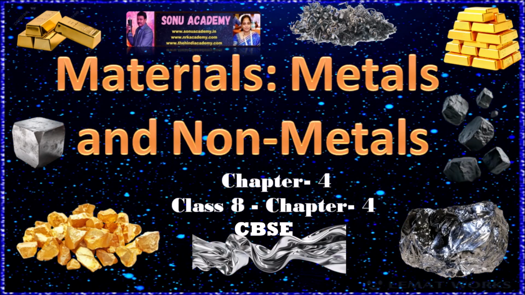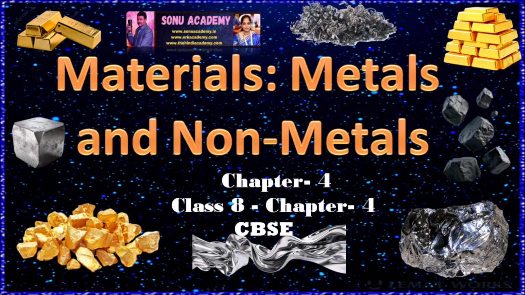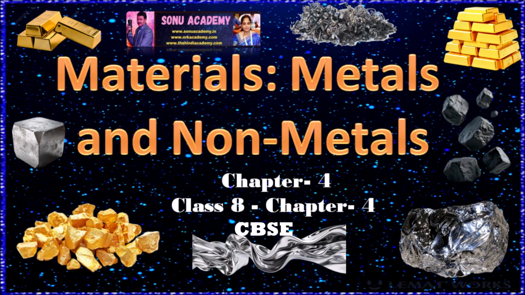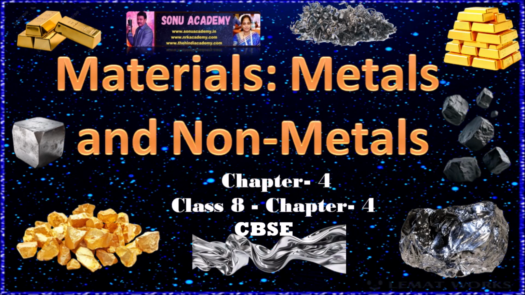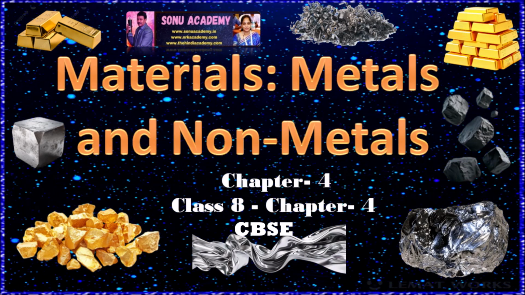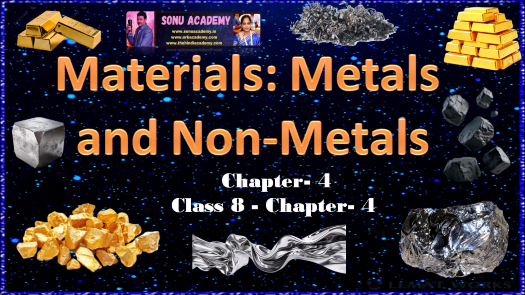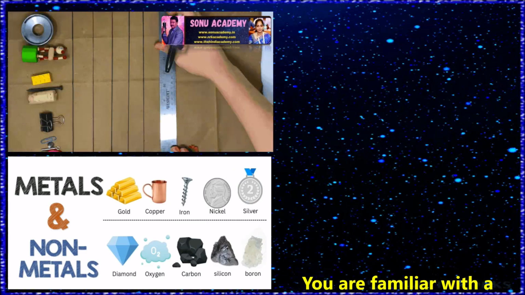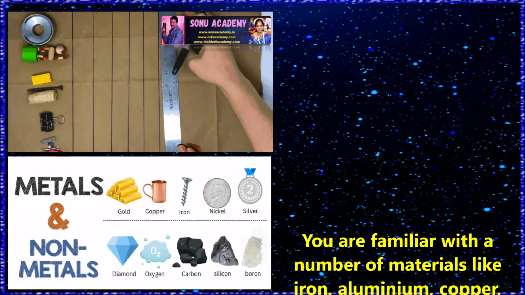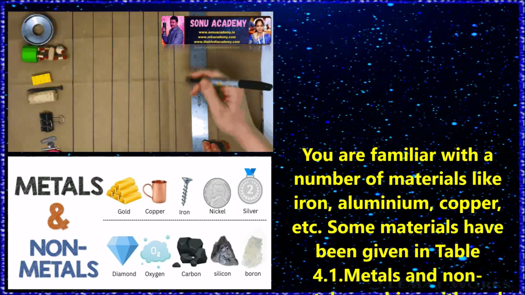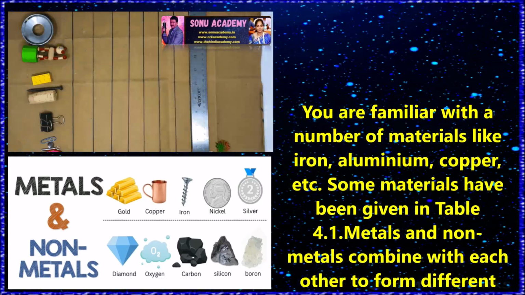Good morning dear students. Today we are going to discuss materials, metals and non-metals from Chapter 4, Class 8 CBSE syllabus. Children, you are familiar with a number of materials like iron, aluminium, copper, etc. Some materials have been given in Table 4.1.